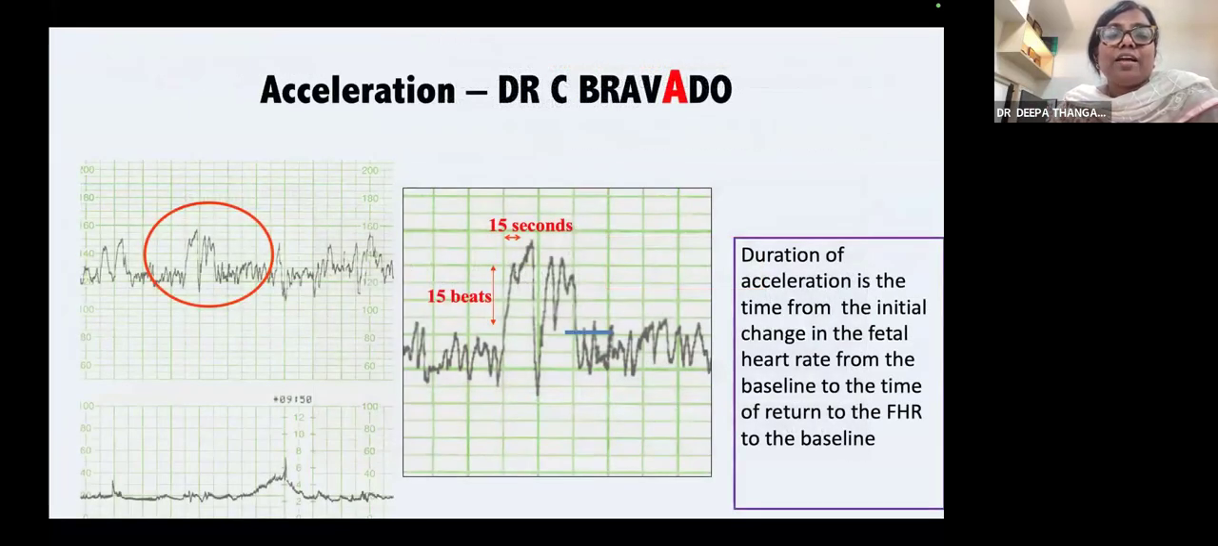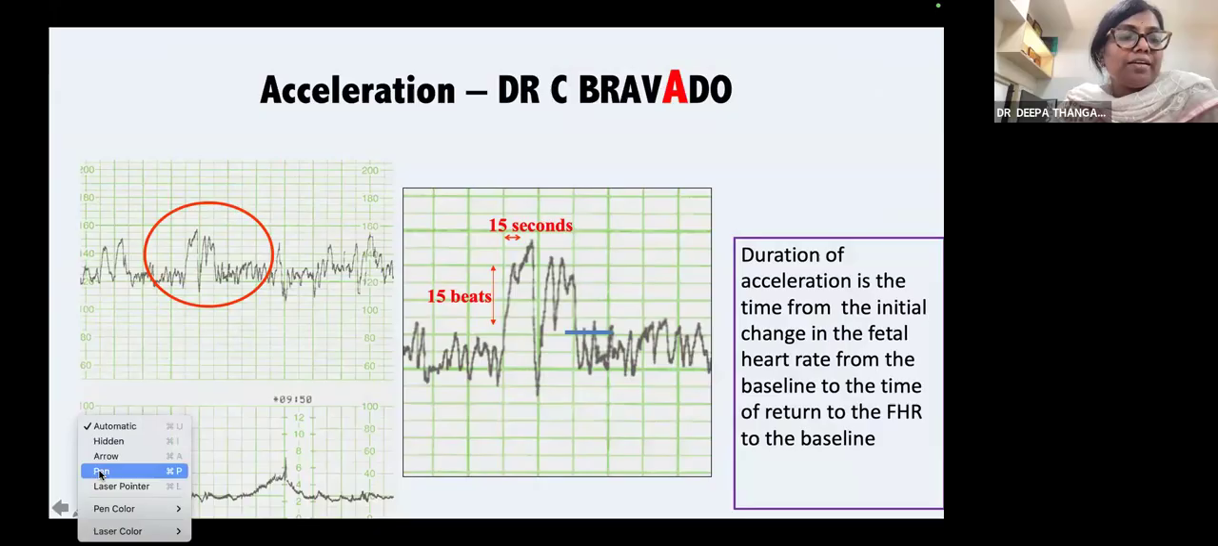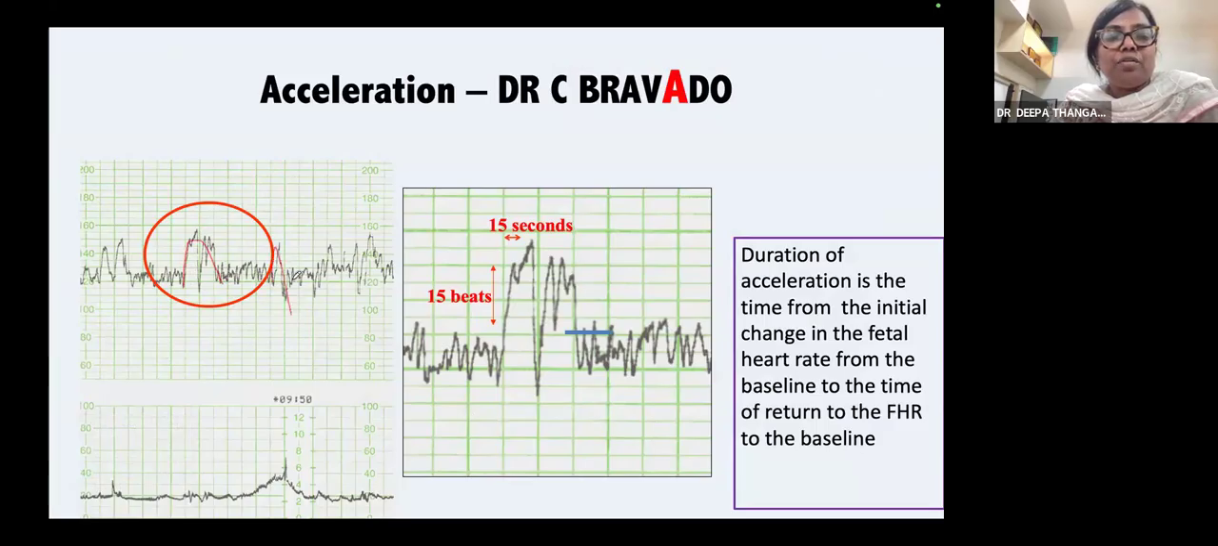So accelerations. This is the definition for accelerations. Typically an acceleration has to go up and then come down. It should not go up and come down like this.